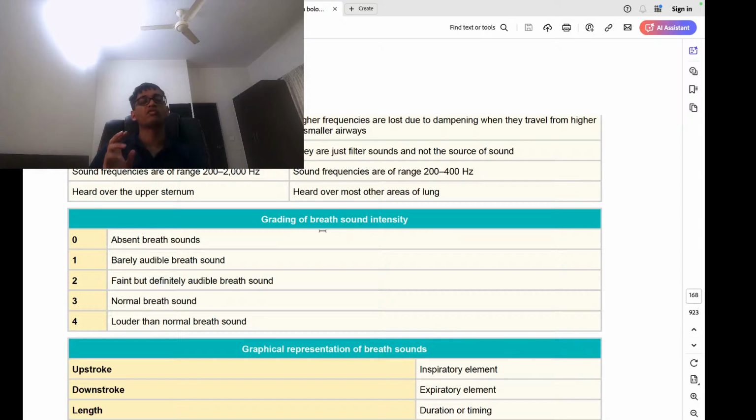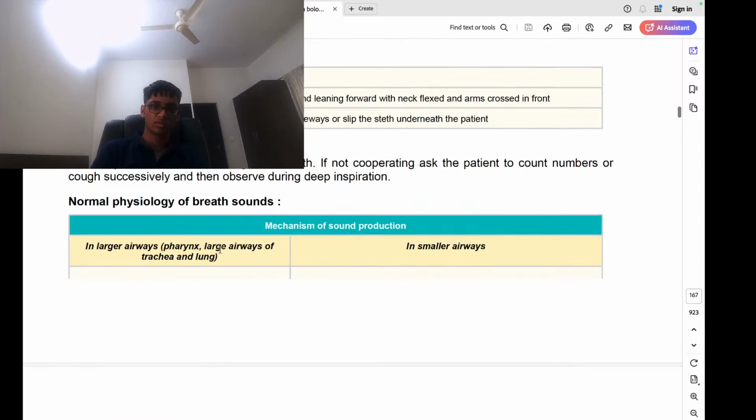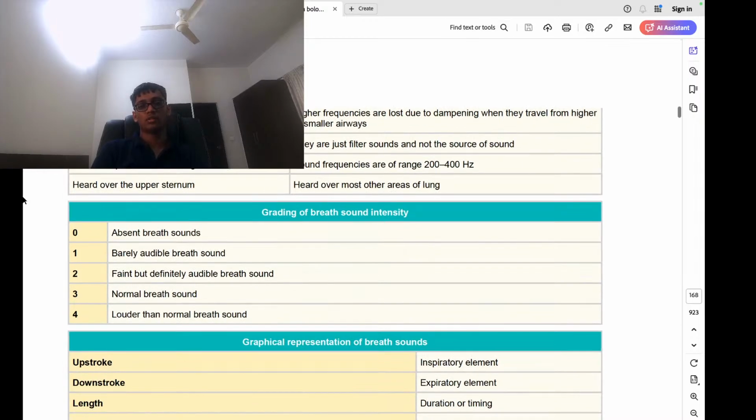Sound frequency is between 200 and 2000 Hz. Here the frequency is 200 to 400 Hz, heard over the upper sternum. Other fields of the lungs, over the small and larger airways, are heard as well. This is bronchial and this is vesicular.